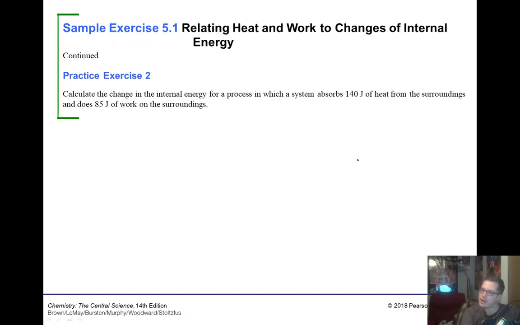Okay, so let's do a practice problem here. It says calculate the change in internal energy for a process in which a system absorbs 140 joules of heat from the surroundings and does 85 joules of work on the surroundings.